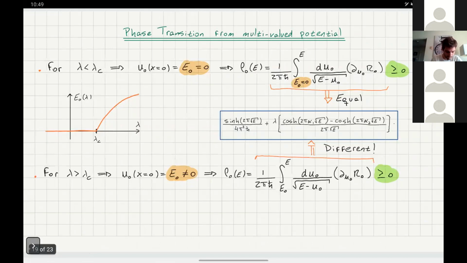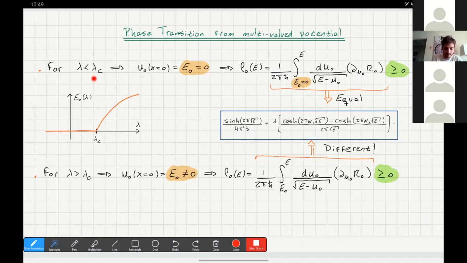So, to summarize. For lambda smaller than lambda c, this function u0 at the origin vanishes. The spectral density is computed from this very general formula that is explicitly positive. You can compute the integral and you get the Witten result, okay? Now for lambda larger than lambda c, the value of the potential at the origin is no longer 0, okay? It's given by this non-trivial value. The spectral density is again given by this formula, but now the integral is explicitly positive, okay? And the difference comes from this lower endpoint of the integral.